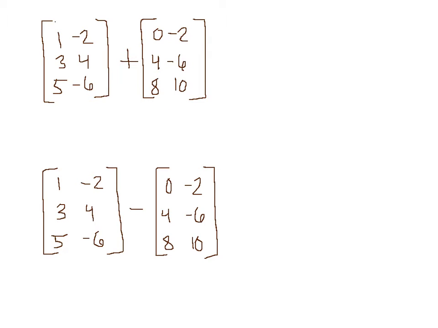You can only add or subtract matrices as long as they have the same dimensions, and that's something I'll make a whole other video about later. So when we add two matrices together, we're going to end up with another matrix that is the same dimensions, the same size as the previous one.